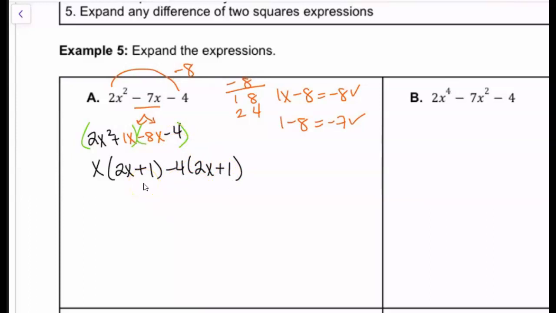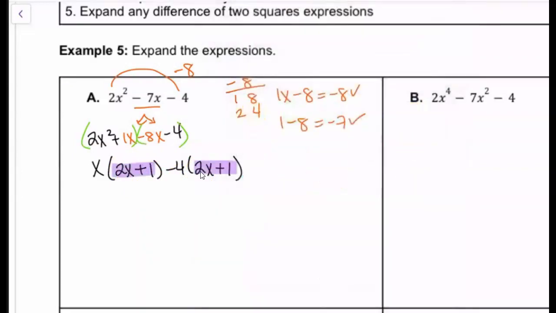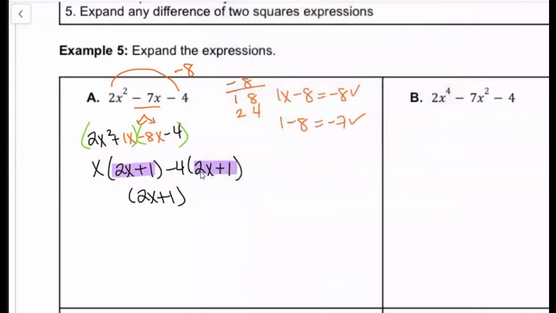And remember, you know you've done it correctly if these two parentheses are the same. So for us, these two parentheses are exactly the same, so we've done it correctly. So I'm going to write it as 2x plus 1. And then take my greatest common factors. So I'm going to have x minus 4.